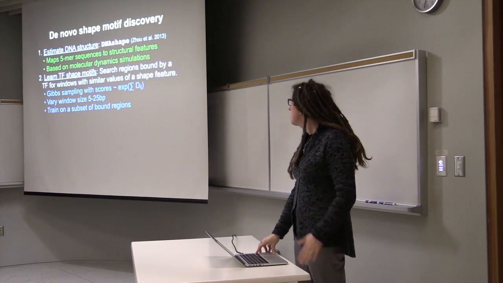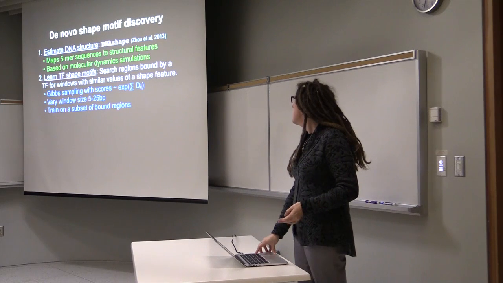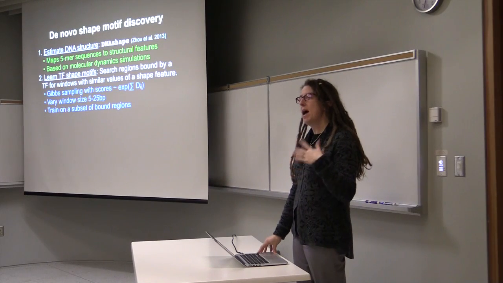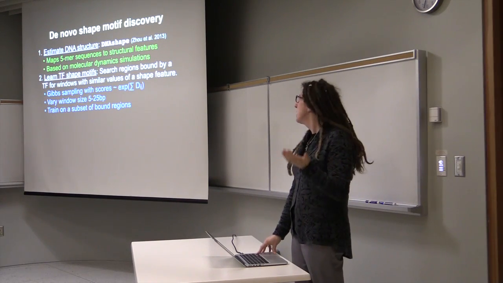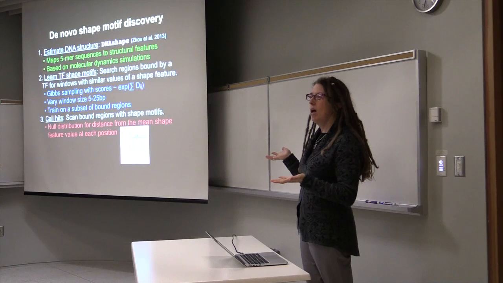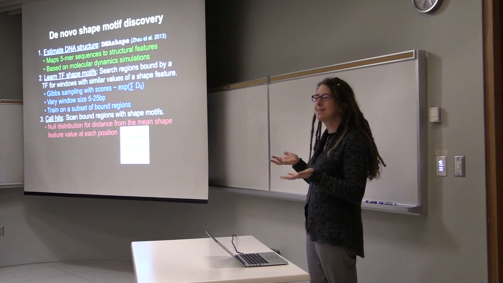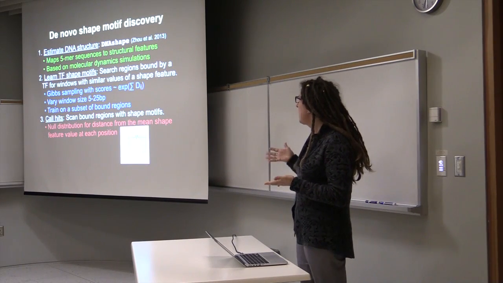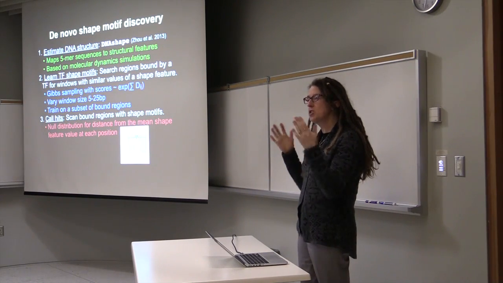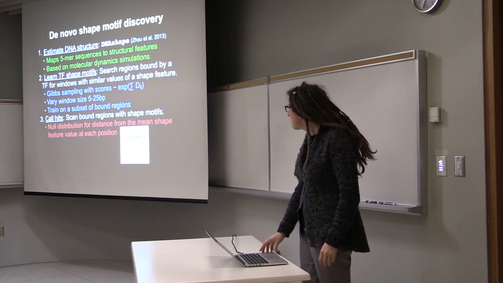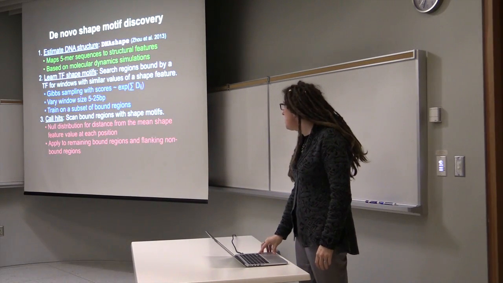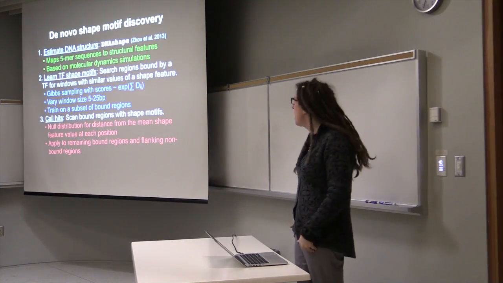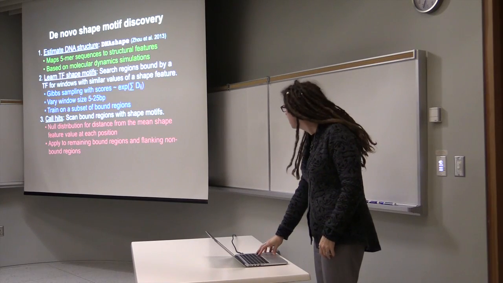values of the features. We scan different window sizes, and in terms of implementation, we took a subset of bound regions to learn the motifs, and then you can scan other regions of the genome and score hits the same way you would with a sequence motif. We needed to call hits, we needed a null distribution for these shape features, and then we can score both bound regions and some control regions, like flanking nearby regions, and find motifs.